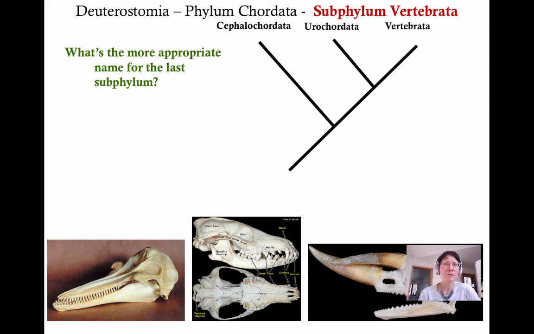And so I already mentioned this. In terms of the more appropriate name for the subphylum, it really should be the Craniata, but your book and in lab, they often still use the Vertebrata. I'll never try to trick you on this. Either term is correct. So if I ask you what's the name of this subphylum, Vertebrata or Craniata is correct. There seems to be no universal acceptance of one over the other.